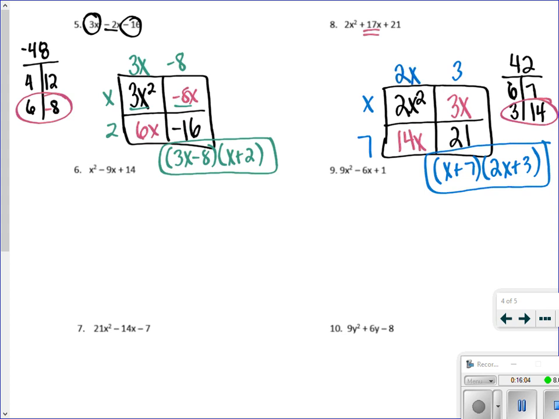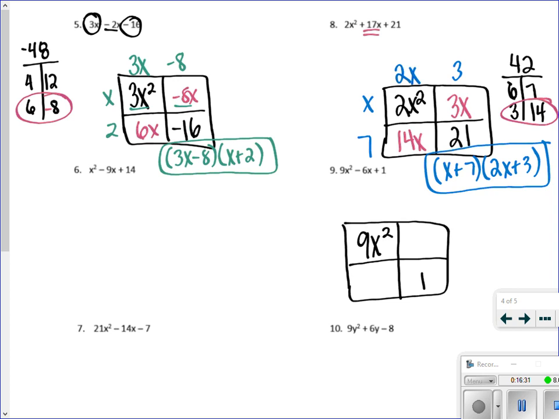All right, let's do one more together. We're gonna do number 9 together. Number 9, is there a GCF? No. Okay. Don't forget about that step. If you're not taking out a GCF, that means you're not fully factoring something. This one we can't. So first one in the first box, last one in the last box.